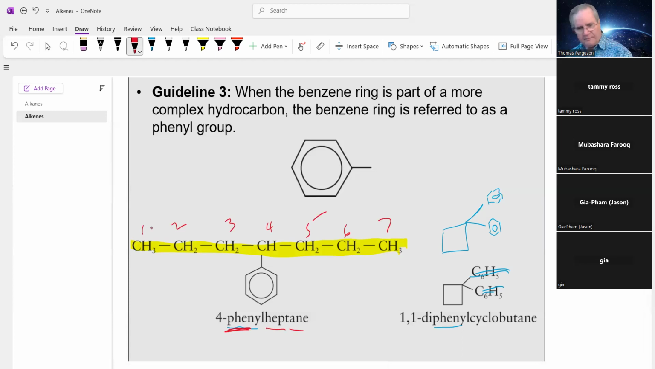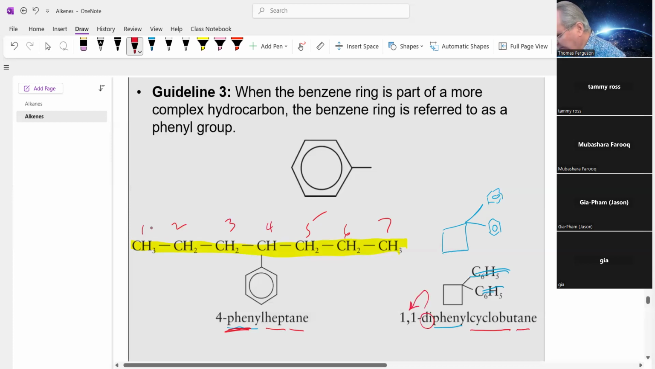You can have multiple phenyl branching, as we do here. This is cyclobutane, very unstable hydrocarbon. And we have branching at carbon number 1 twice. So the di, 2 numbers. So that's something you need to keep in mind. Is it a branch or is it the main molecule? Branch is phenyl, main molecule benzene.